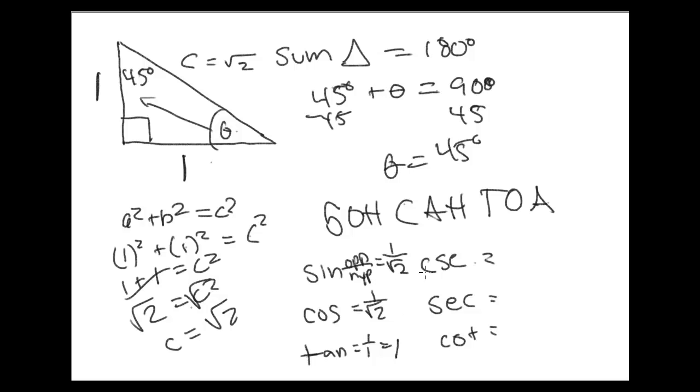We also know from the previous video that these are just reciprocal functions. So you flip this, which gives you root 2 over 1, which is equal to root 2. Secant, same thing. Tangent is 1 over 1, you flip it, leaves you with 1 over 1, which is simply 1.